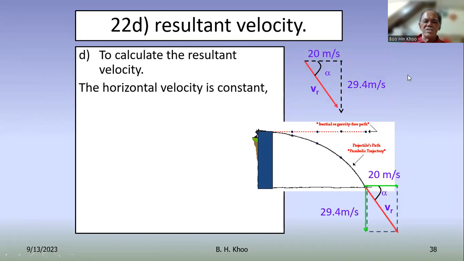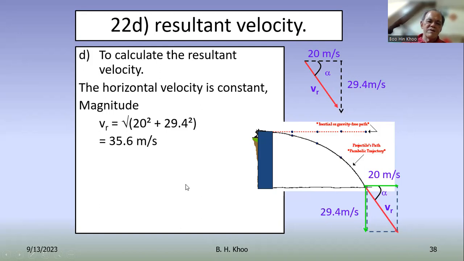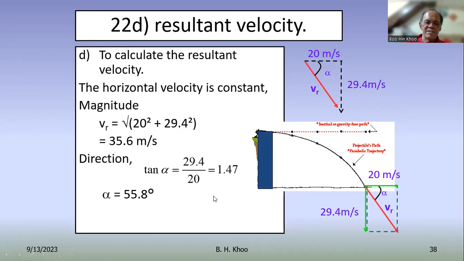So horizontal velocity is constant. Magnitude, using Pythagoras theorem. This is a right angle triangle. 20 squared plus 29.4 squared, square root that, then 35.6. Direction: we have to find this angle there. As long as you show the diagram, the angle is good enough. Tangent alpha is 29.4 divided by 20, 1.47. Alpha is 55.8. Usually in exams you are required only two significant figures.